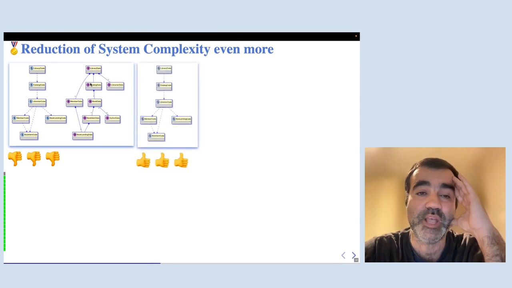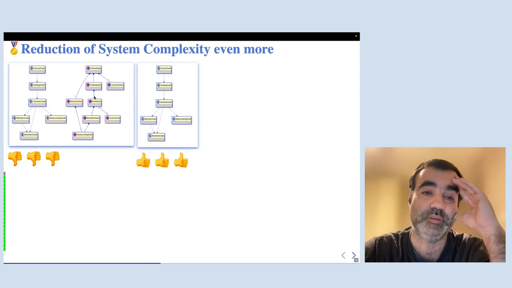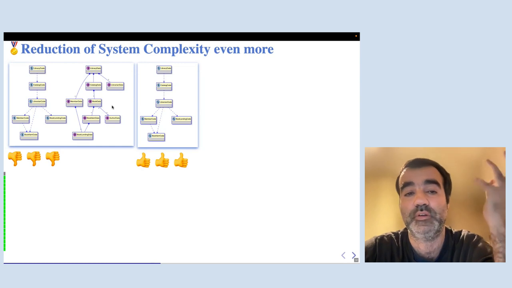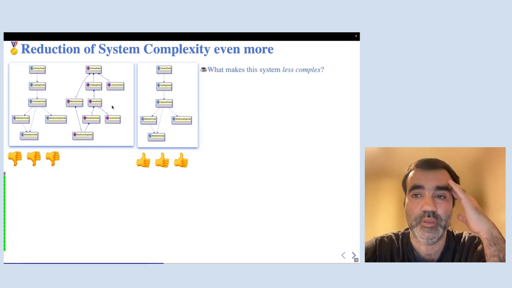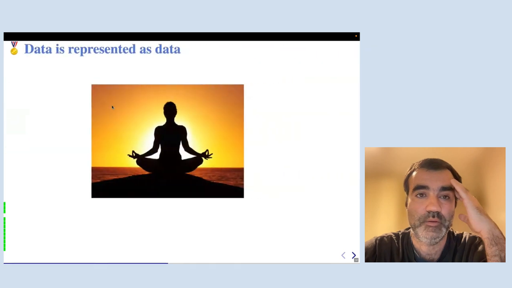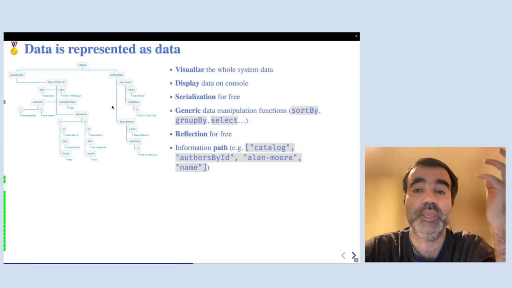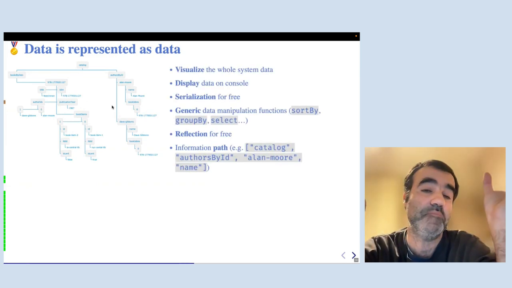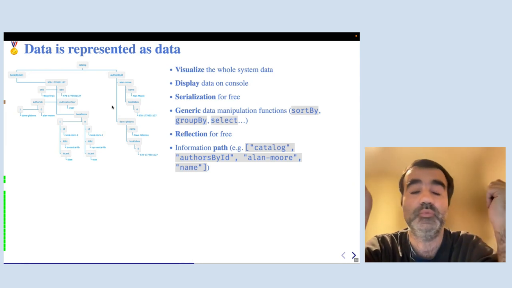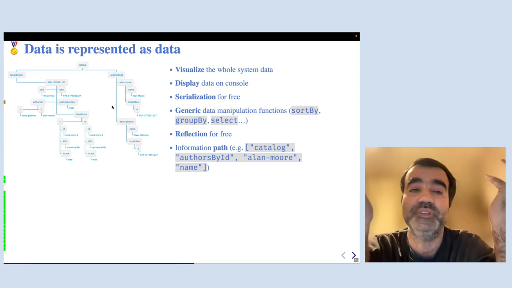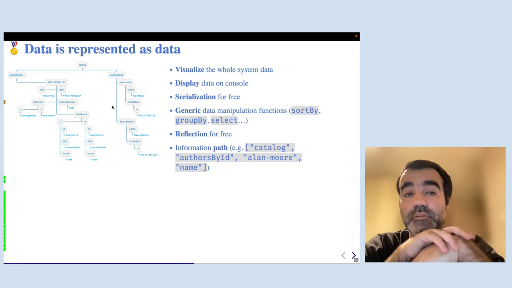Because in fact, we don't have the class diagram on the right. This diagram is only in our head. It's not part of the program. We have the freedom to manipulate a book even without importing the definition of the book data struct class type or whatever. Moreover, when data is represented as data, we can visualize the whole system data just as a data tree. We can dump it to the console, we can send it over the wire, we can manipulate it with a generic tool, a visualization tool.